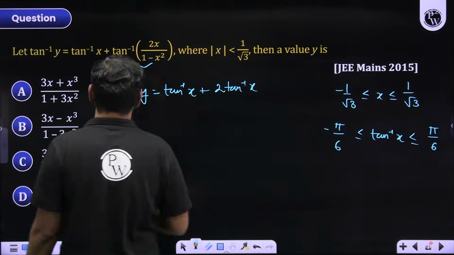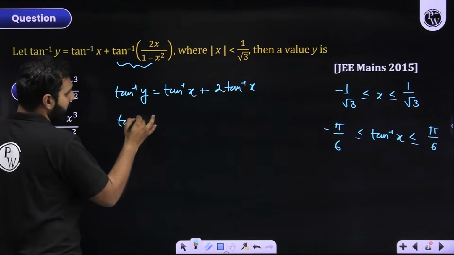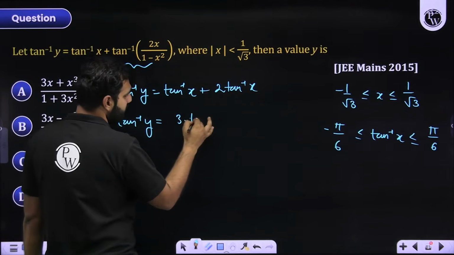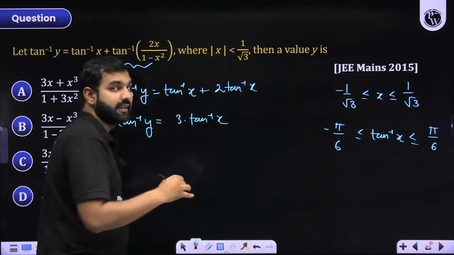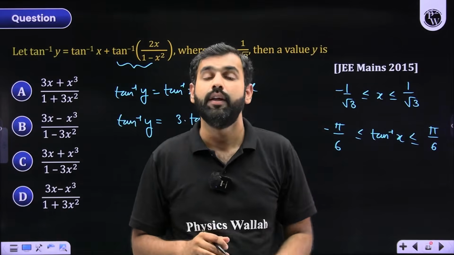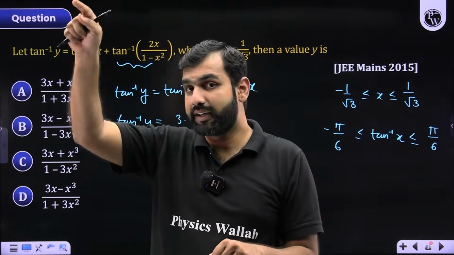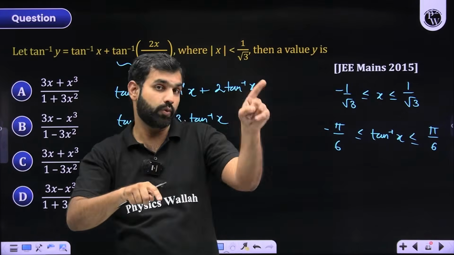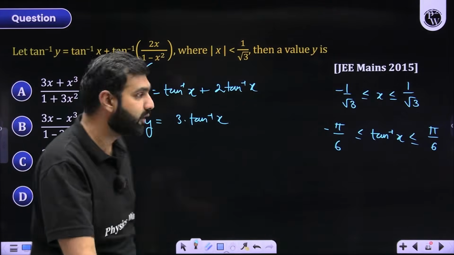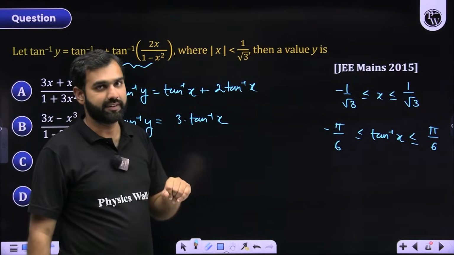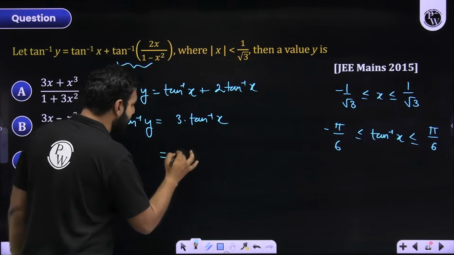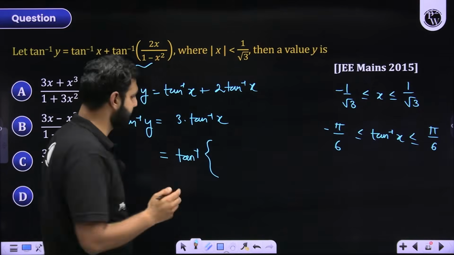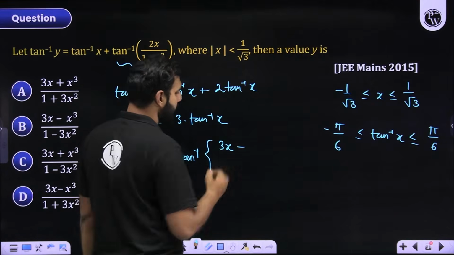How? Look at this. On the LHS, I'm having tan inverse y, but on the right hand side, it is 1 plus 2, which is 3 times tan inverse x. Can you help me with the tan 3 theta formula? What was it? So tan 3 theta is 3 tan theta minus tan cube theta upon 1 minus 3 tan square theta. Do you remember that result from trigonometric functions? So this is 3 tan inverse x. I can write it as tan inverse of 3x minus x cube.